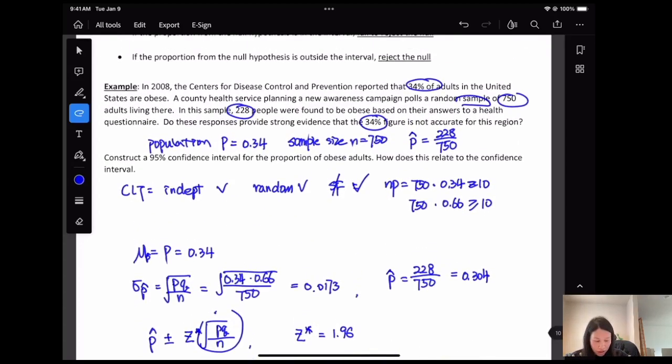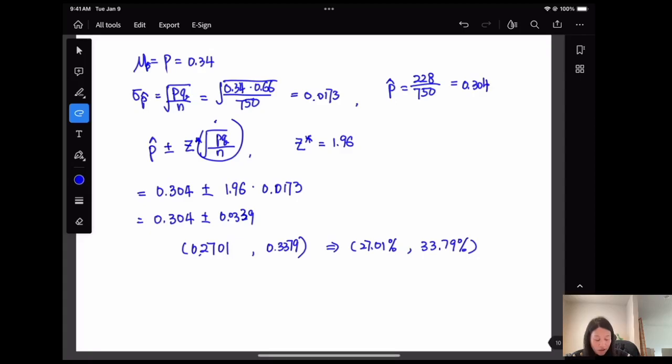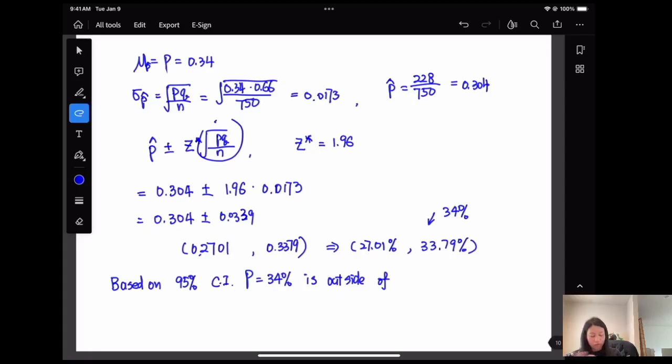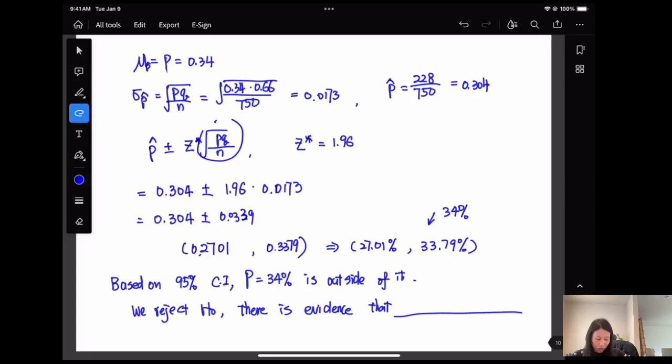So now let's take a look. 13.4% of the adults reported in the United States have that. So 13.4 is not inside the confidence interval, right? So that means, based on the 95% confidence interval, our null hypothesis, 13.4%, is outside of the confidence interval. So we reject the null hypothesis. So there is evidence for the alternative hypothesis, whatever that is.